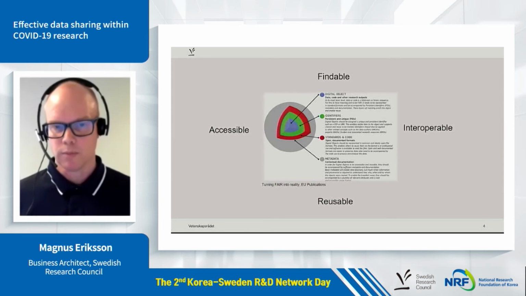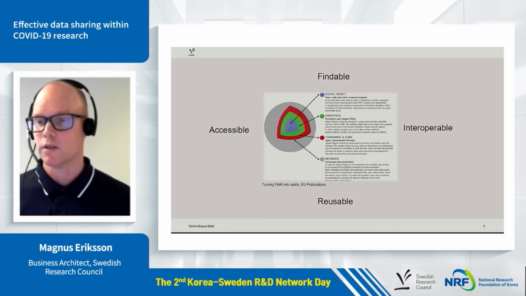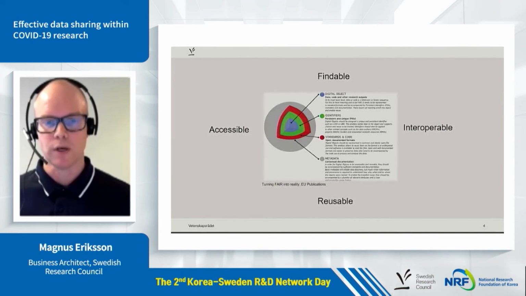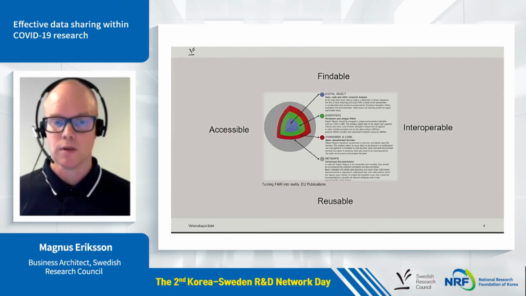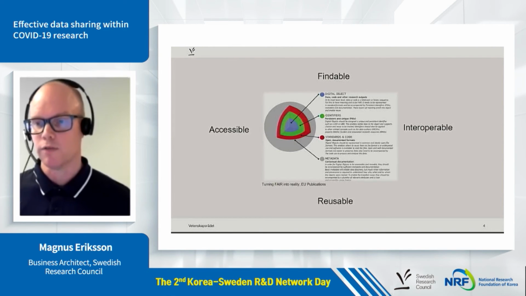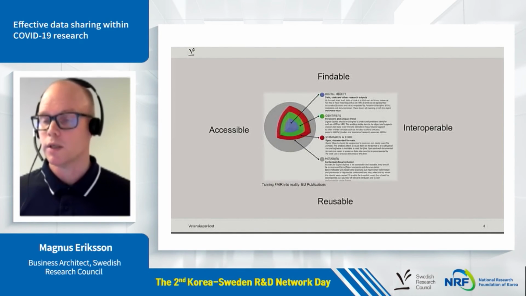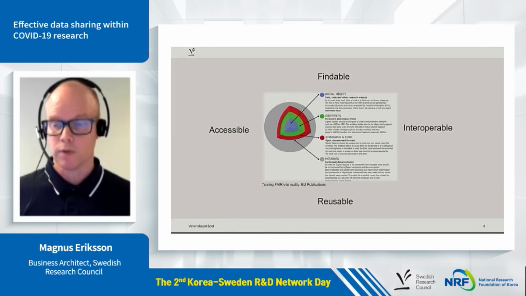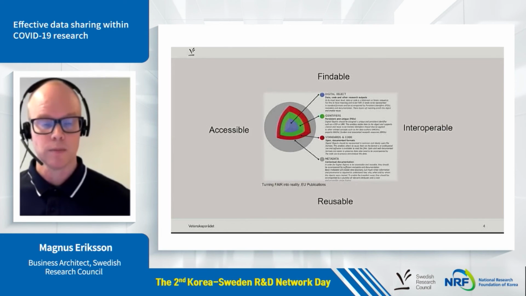So the findability principle contains a set of principles about how to make it easier to find your research data set. It contains minimal metadata on what you need. It contains a section on identifiers, how to uniquely identify your data, and how you need to go about providing this in a searchable resource like a repository or on the internet.